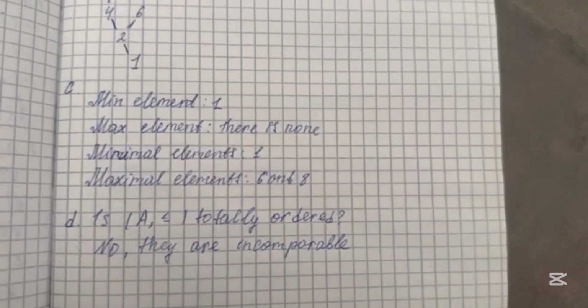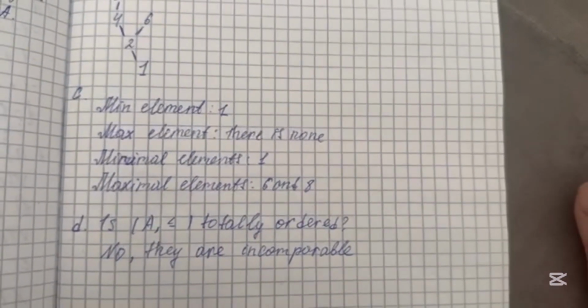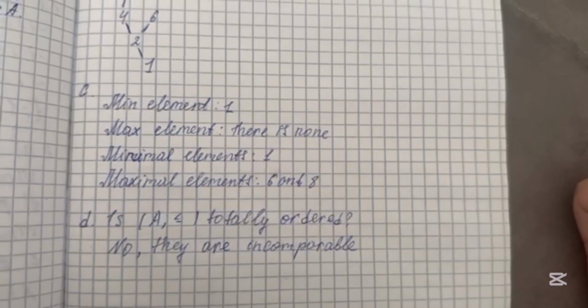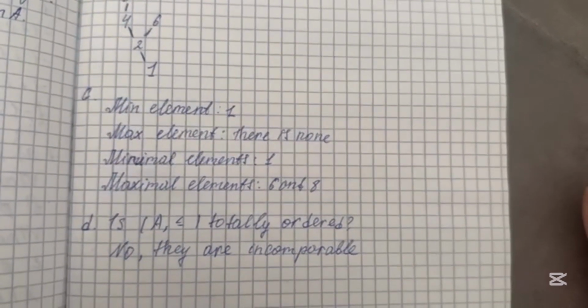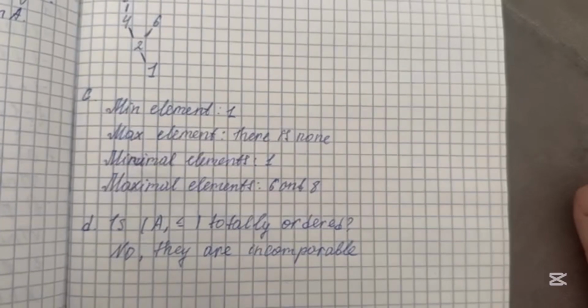It is not a total order because not every pair of elements can be compared. For example, 6 and 8. 6 doesn't divide 8 and 8 doesn't divide 6.